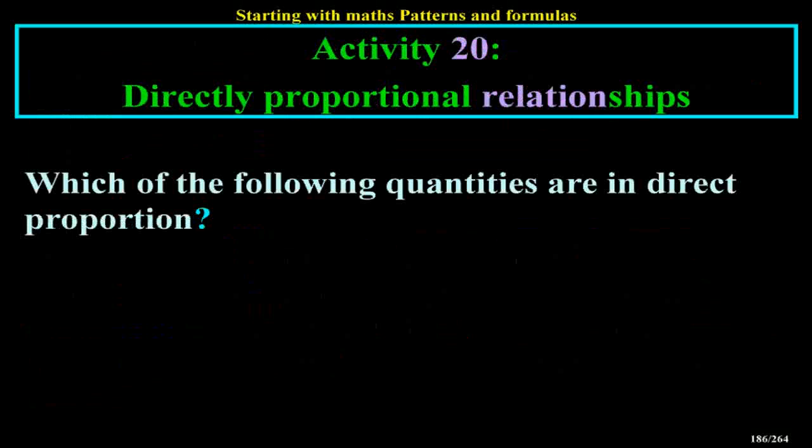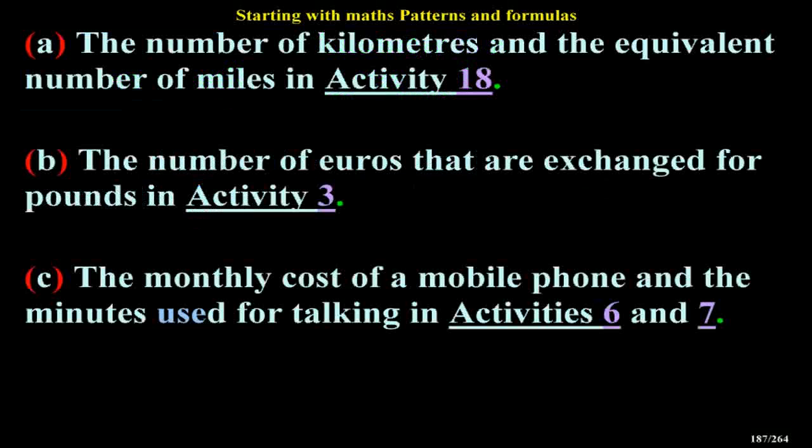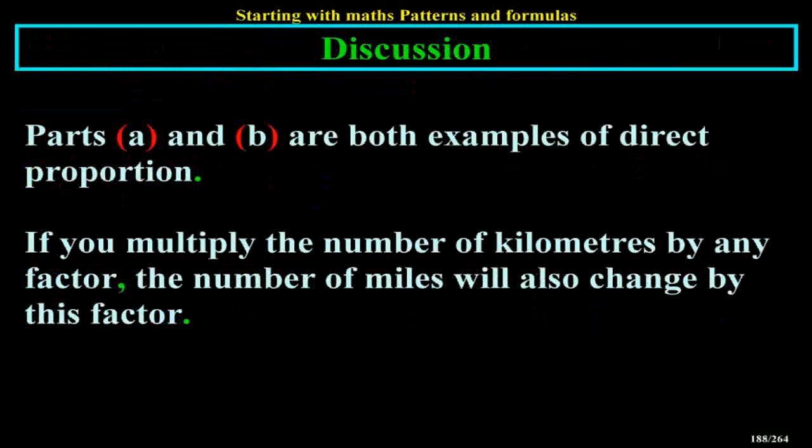Activity 20. Directly proportional relationships. Which of the following quantities are in direct proportion? A. The number of kilometers and the equivalent number of miles in Activity 18. B. The number of euros that are exchanged for pounds in Activity 3. C. The monthly cost of a mobile phone and the minutes used for talking in Activities 6 and 7. Discussion. Parts A and B are both examples of direct proportion.